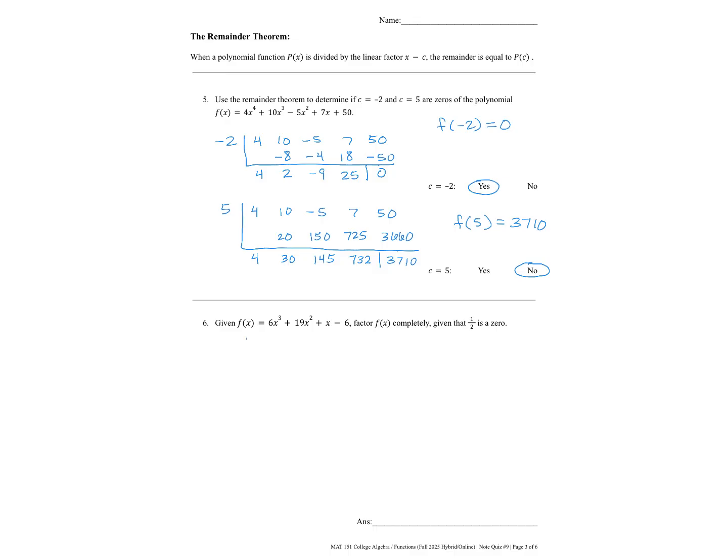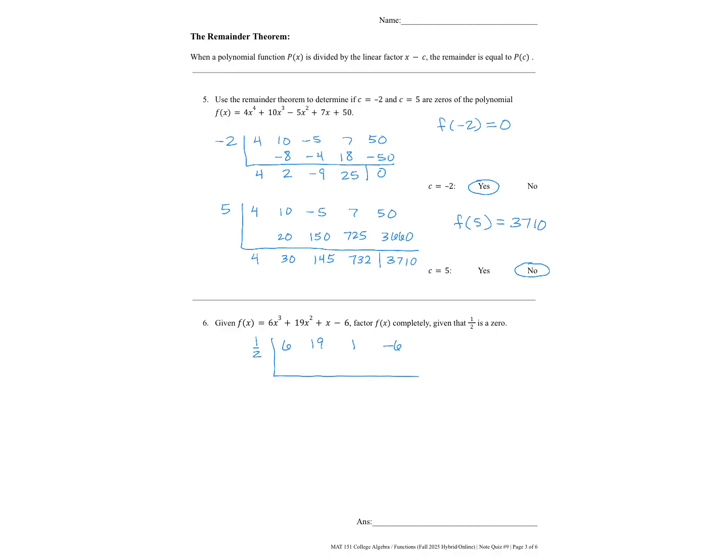We're going to put our 1/2 and divide that into 6, 19, 1, and negative 6. Now in this case, we are expecting to get 0 for a remainder because they're telling us from the start that 1/2 is a 0. But let's kind of go through and do the division to show that as well. Plus, we're going to need the result from the division to do the rest of the problem.